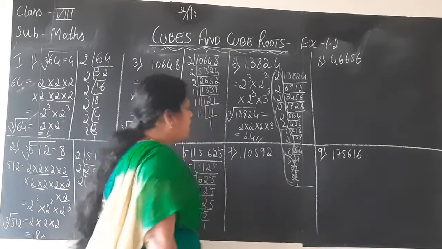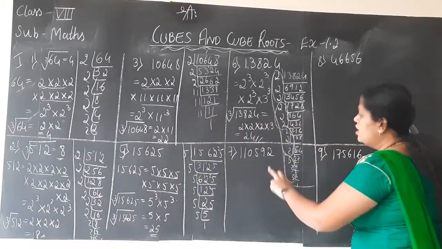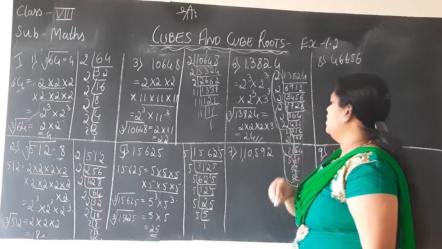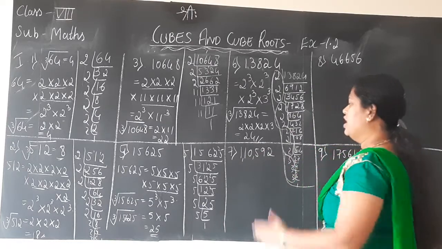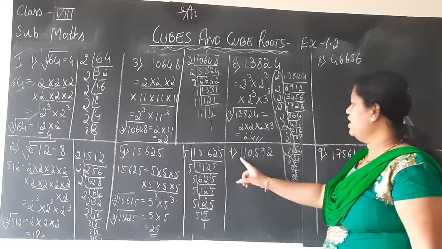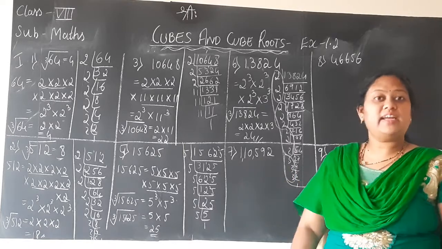So next what I do is I should do for ones, tens, 100, 1000, 10,000, lakh. Finally, we are finding the cube root of 1,10,592.